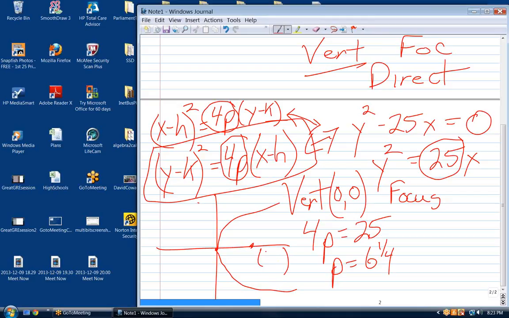The 6 1/4, 0. And the directrix is always perpendicular to the line connecting the focus and the vertex. So the directrix is always outside the parabola and the same distance from the focus. So what's the equation of that line? Negative 6 1/4. X equals negative 6 1/4.